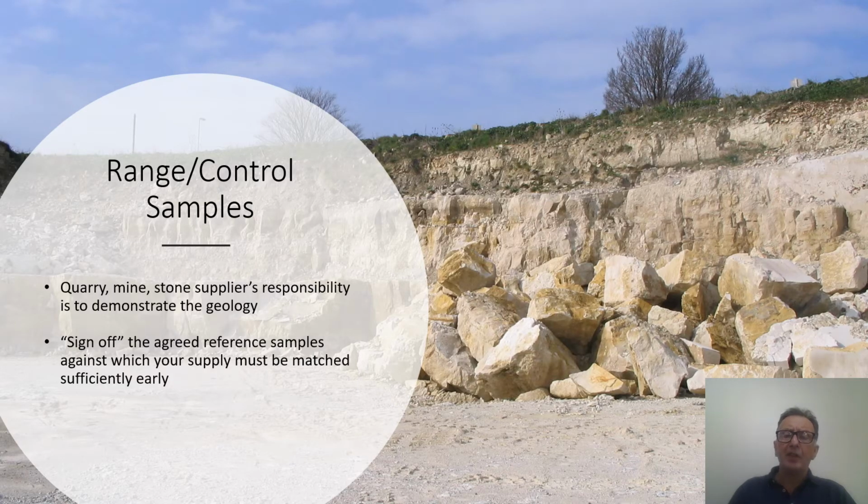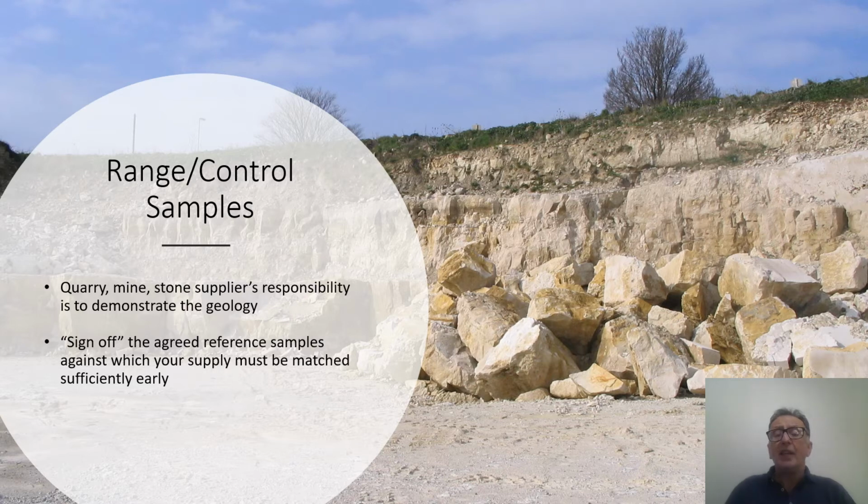In stage A of the selection process, we spoke about indicative samples, which tend to be relatively small and perhaps not be totally reflective of the actual stone that's going to be supplied for a project. At the quarry, it should be possible to see range or control samples, much larger samples that are going to be truly reflective of the material that you require.